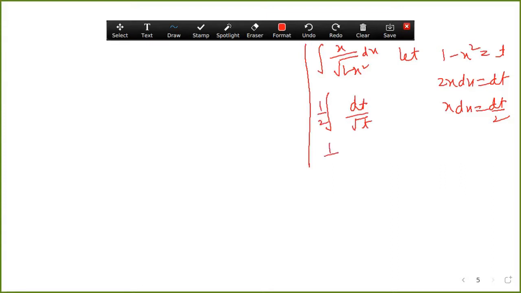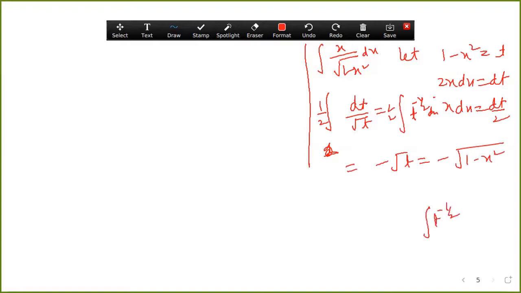Now integration of this, 1 by 2 cancel. It means you can write like this: 1 by 2 integration of t to the power minus half. So it becomes half of, cancel, minus root t, or you can say minus of root 1 minus x square. You can integrate this, minus half plus 1. Integration of t to the power minus half means t to the power minus half plus 1 upon half. If you put this value here, you will get this one.